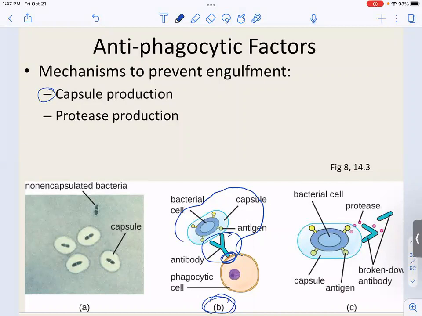There are pathogens, though, that produce proteases to degrade antibodies. Okay, so it's this arms race, like, oh, well, we make antibodies. Well, then they destroy the antibodies. Okay, to make the pathogens, again, more likely to not be engulfed.